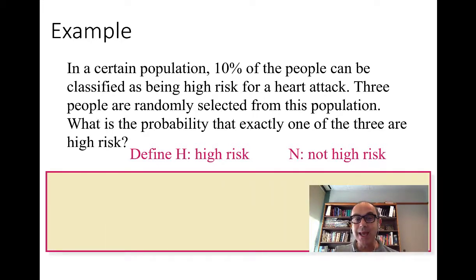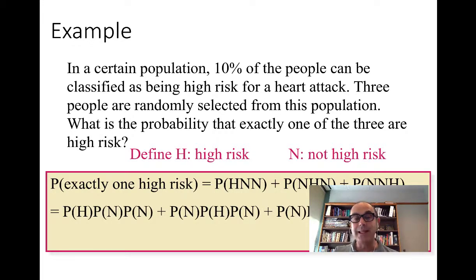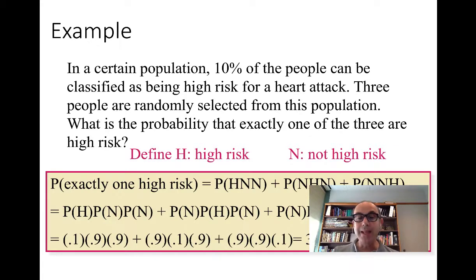So the idea here is exactly one of them is high risk, and this is the formula that we need to follow. This is what we can do in order to calculate that. I hope it makes sense. This is how I came up with it and how I display it. And please, if it's not clear, ask questions.